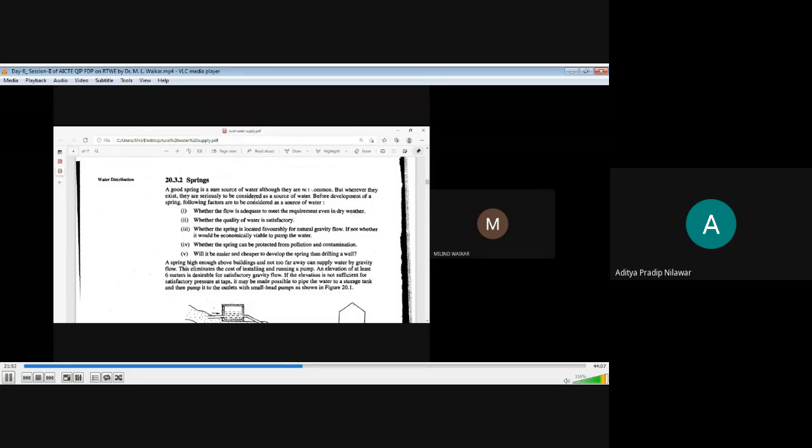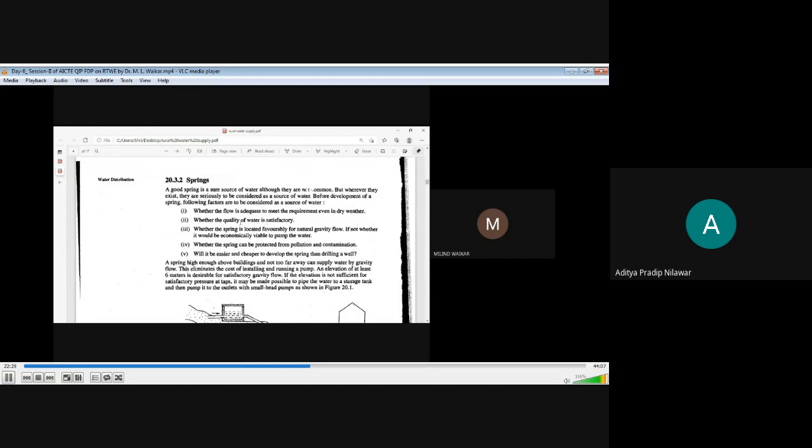But before development of a spring, we have to consider the following things. Whether the flow is adequate to meet the requirement even in dry weather. Sometimes the springs go dry in dry weather. We have to check that. And whether the quality of water is also satisfactory. Usually the quality of water from a spring is good, but in the case of hot springs or sulfur affected areas, sometimes we don't get good quality water.